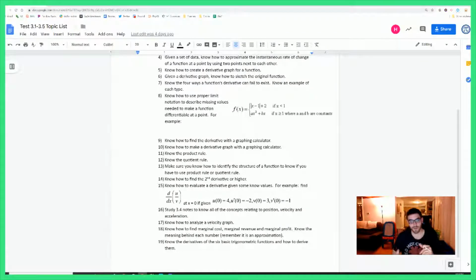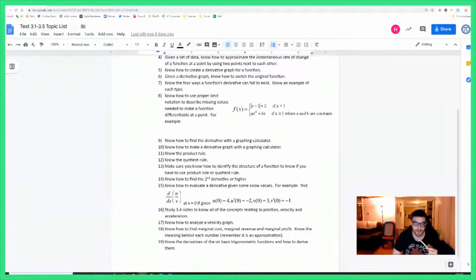So transitioning into the new stuff, which is know the product rule, know the quotient rule. Make sure you know how to identify the structure of a function if you know how to use the product and quotient rule. So that's if I ask you any follow-up questions in regards to a function that you would need to know its behavior, what is it doing at certain values? Know how to find the second derivative or higher. Know how to evaluate a derivative for some values.